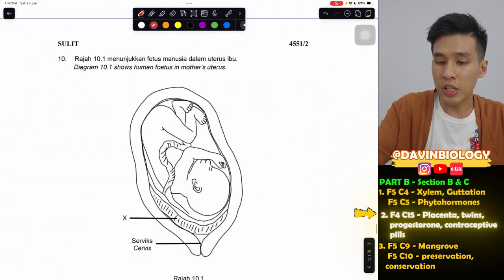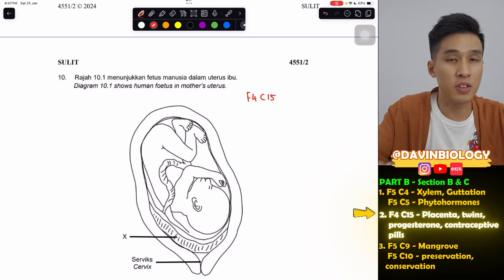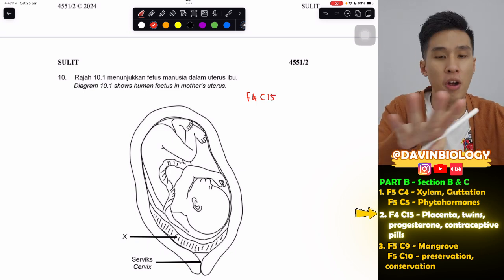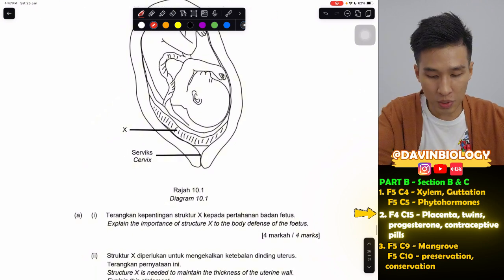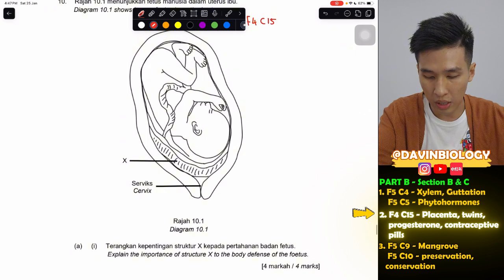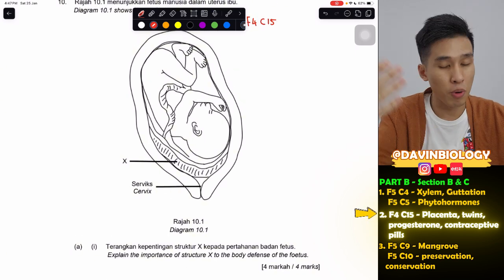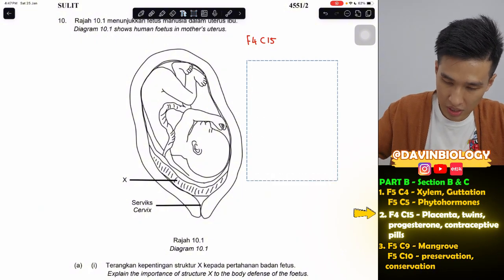Now the next question, this one is very important for this year, Form 4, Chapter 15. Essay structure, I think also has a very high chance. So for this one, placenta: explain the importance of structure X to the body defense of the fetus. So they're asking about placenta, right? How does it help in body defense? So for placenta, okay, I write the answer here.